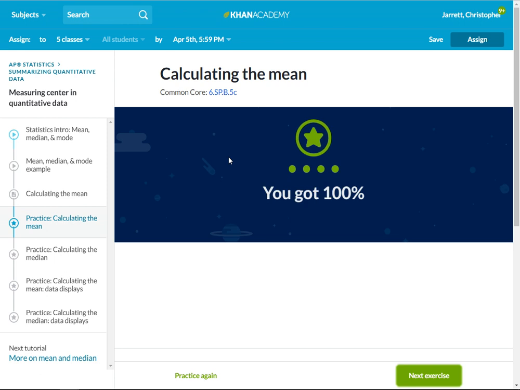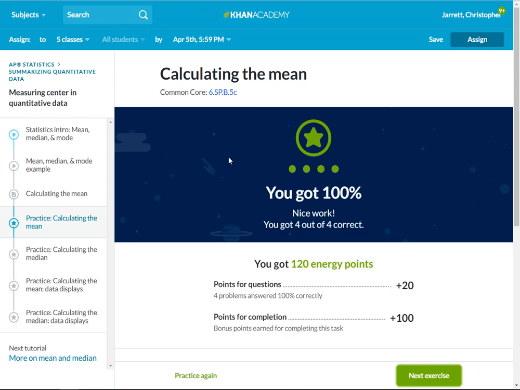So that's all you're doing. Again, you've got to practice that. If you did that with me, you got a lot of practice, because all you do is add all the data points and divide by the total number of data points.